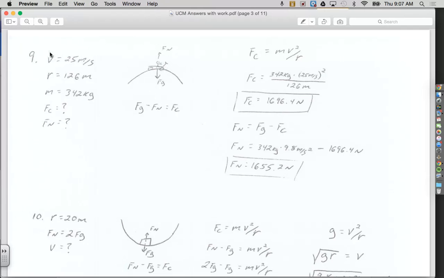Numbers I was given in the problem. Velocity is 25 meters per second. Radius of the hill is 126 meters. Mass, 342 kilograms. I'm looking for my centripetal force. I'm looking for my normal force.